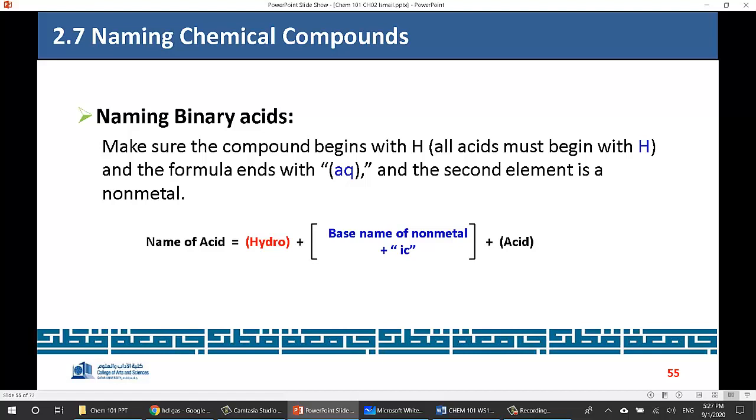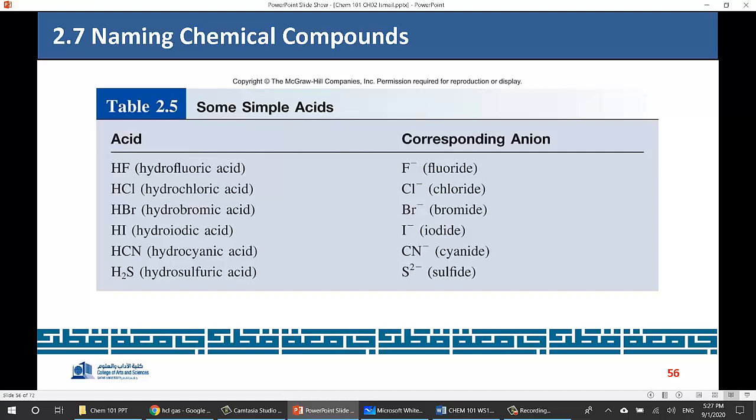So how do we name acids? First, binary acids, if they are in an aqueous solution, are named with hydro, then the base name of the nonmetal, then ic, and then acid. So I say hydrochloric acid, hydrobromic acid, hydrofluoric acid, and so on. For example, for H2S, we have a sulfide, so it's hydrosulfuric acid.